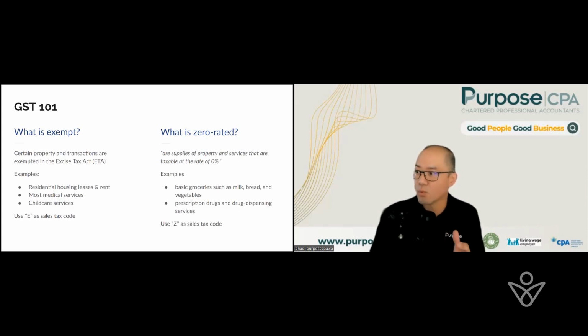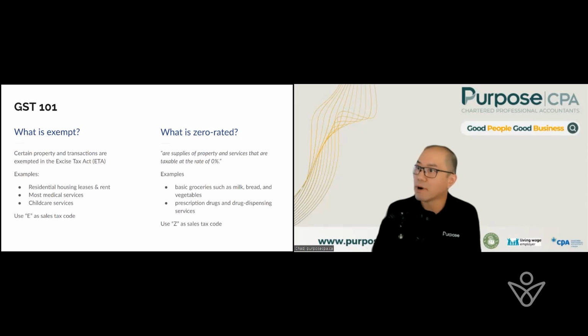Your accounting system would want to know what sales tax code you provide, and E, for example, would be the one. The other part of the Excise Tax Act for GST is what's called zero-rated. And zero-rated are supplies, property and services that are taxable at the rate of 0%.